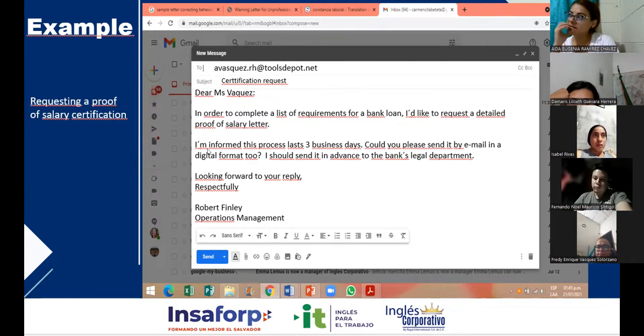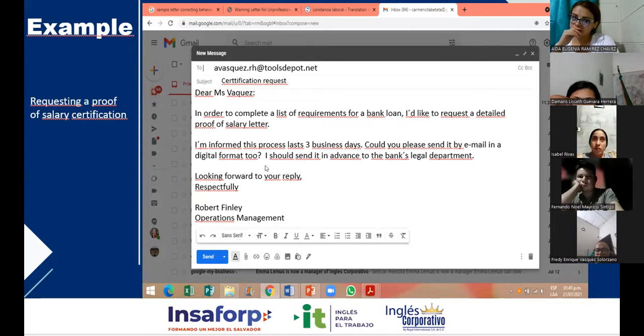Explico, ¿verdad? I'm informed that this process lasts 3 business days, pero miren el lenguaje que yo utilizo, muy polite. Could you please send it by email in a digital format too? Y miren, le digo la razón, ¿verdad? El procedimiento, lo que acabamos de ver. I should send it in advance to the bank's legal department.